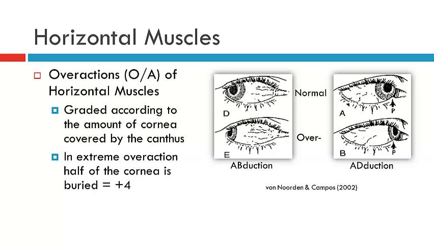Now let's look at the overactions of the horizontal muscles. These are a little bit more difficult to grade, but what we will do is grade according to the amount of cornea covered by the canthus. So we use again the same reference points that we talked about earlier. And what we can also indicate is that when you're looking at an eye that is of +4, you're looking at half the cornea buried in the canthus.